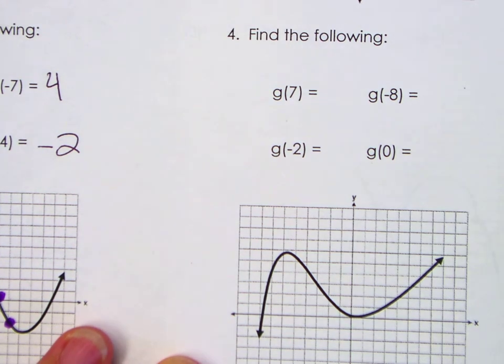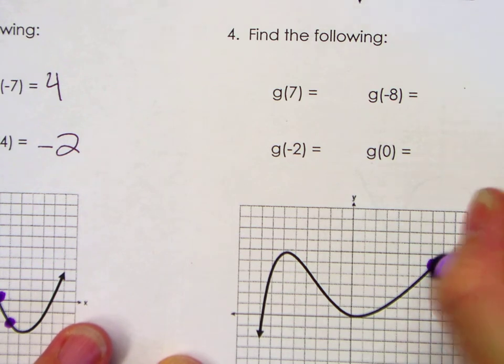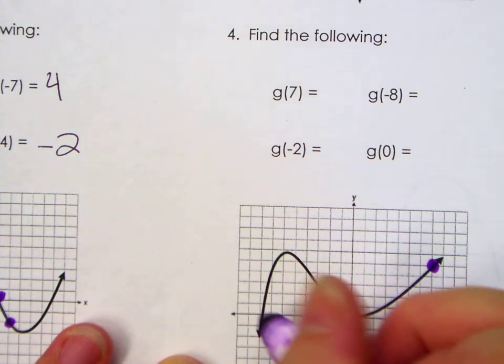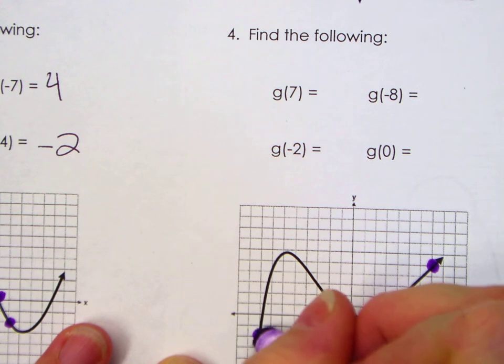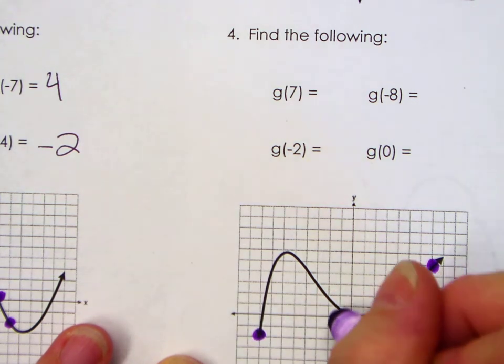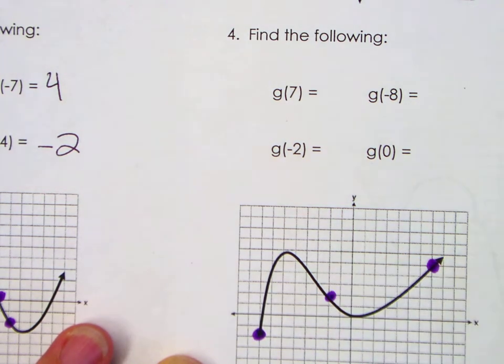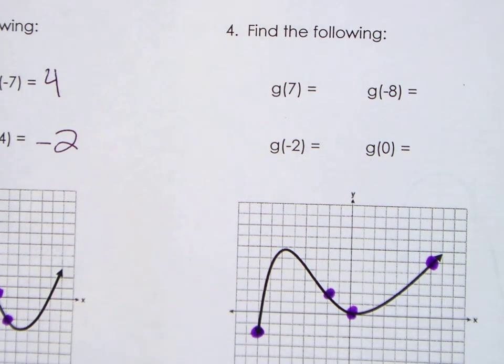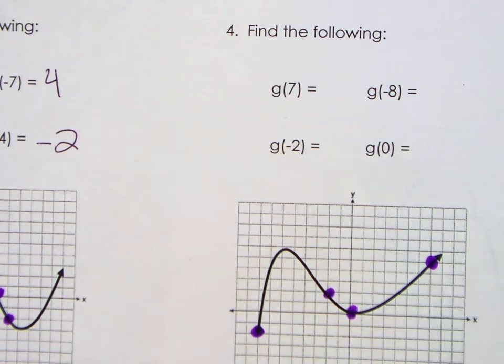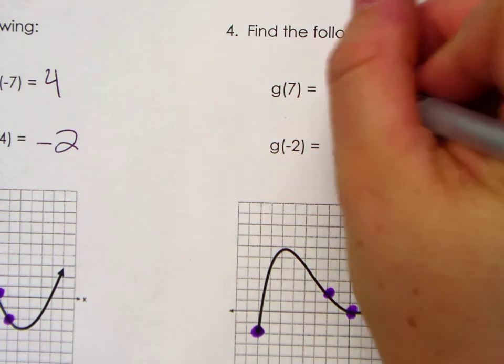Pause the video. G of 7. I go over to 7, and I go up, put a dot. -8. Put a dot. -2. Put a dot, and 0. Put a dot. All right, so when the x value was +7, I went to 7, went up to the curve. 1, 2, 3, 4, 5.